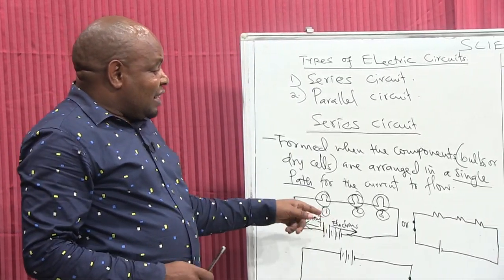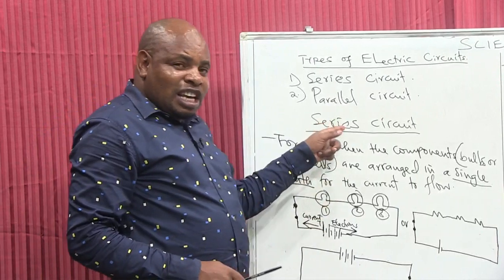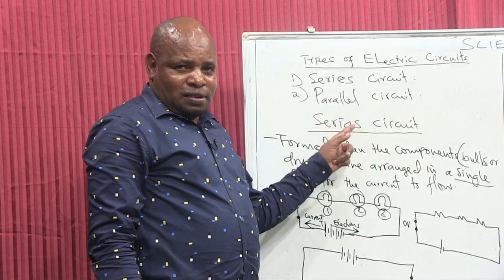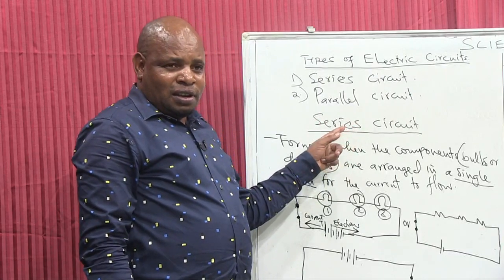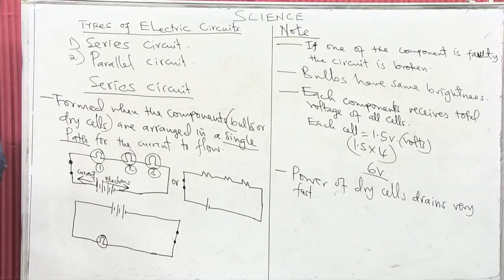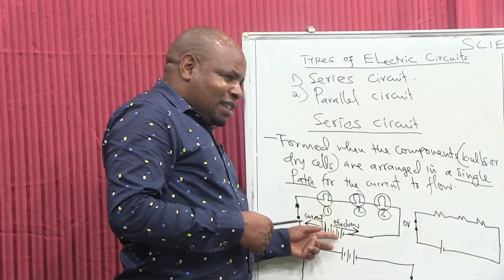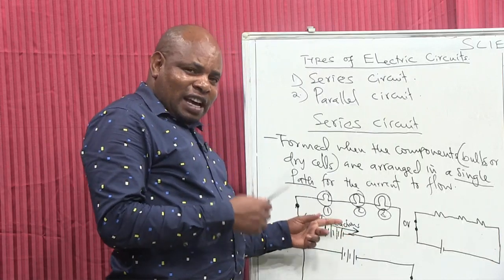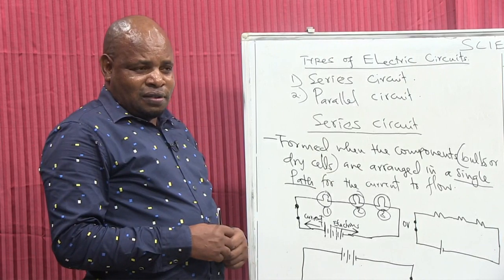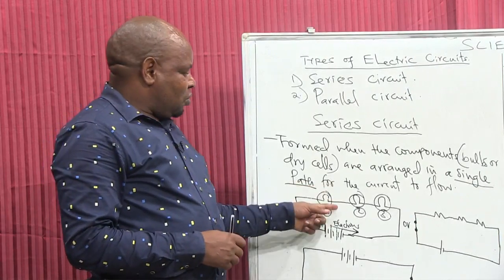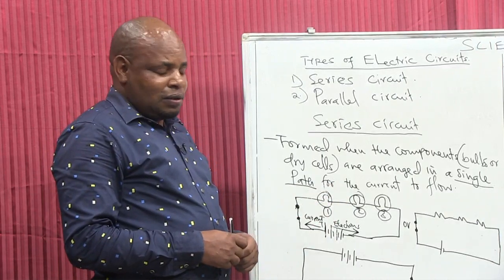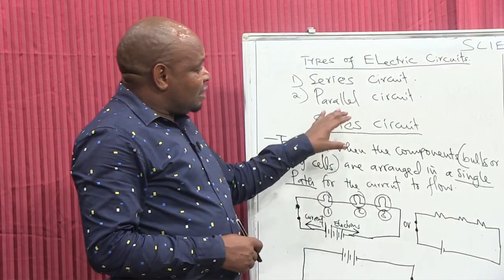So it means this one is expensive. It is costly. It will make you keep on changing the dry cells, time after time, because of the consumption which is taking place here. That is the series circuit.